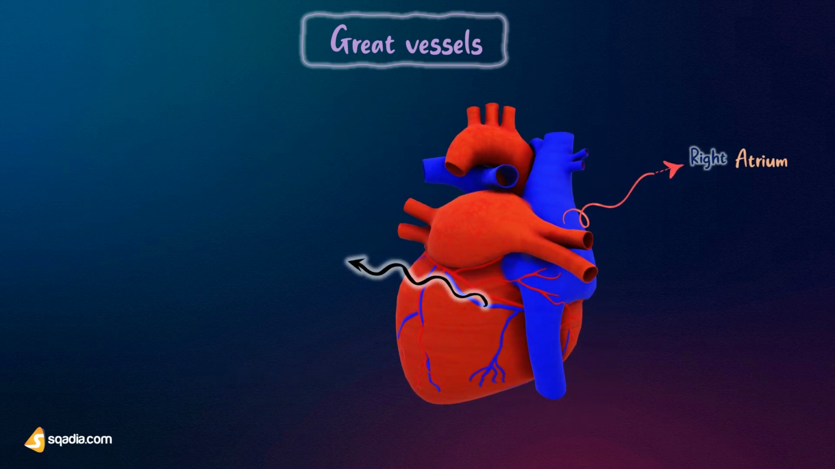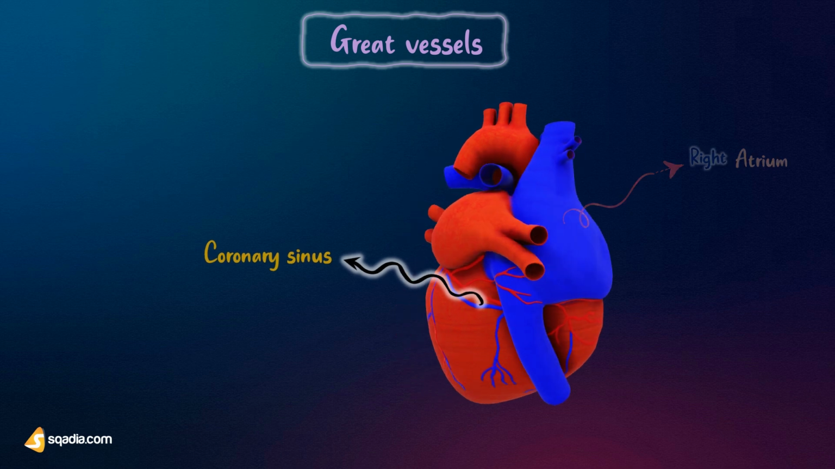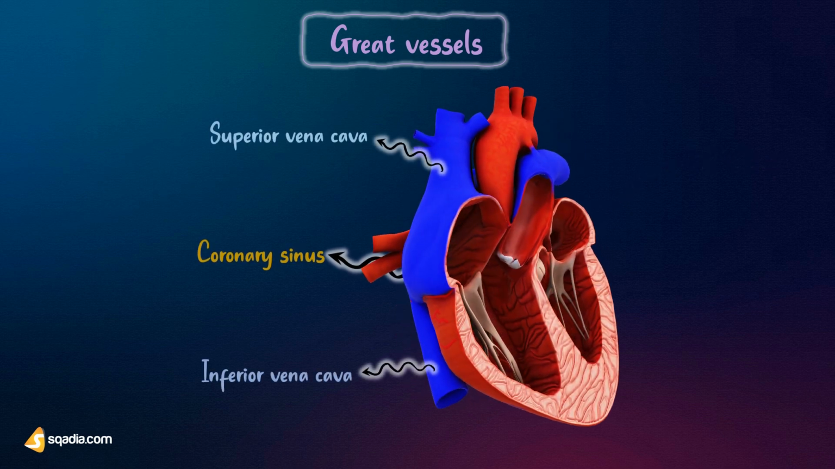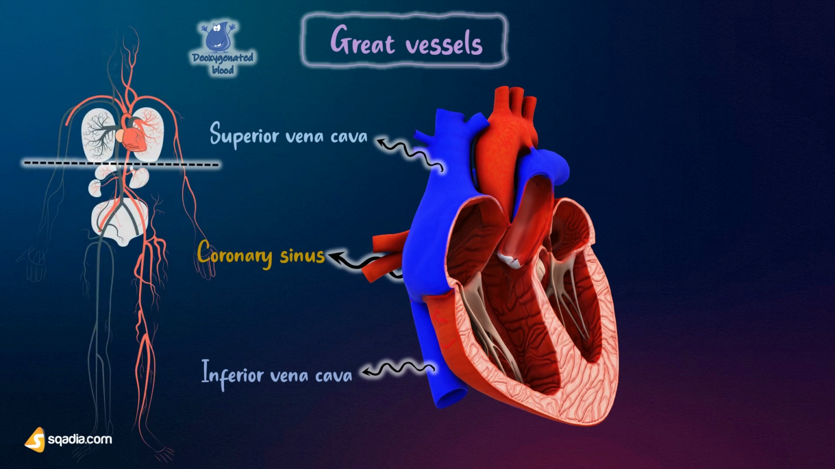All these veins carry deoxygenated blood toward the heart, where the superior vena cava returns deoxygenated blood from areas of the body that are superior to the diaphragm, whereas the inferior vena cava returns blood from areas of the body that are inferior to the diaphragm. And the coronary sinus drains blood into the right atrium from the heart's own myocardium.